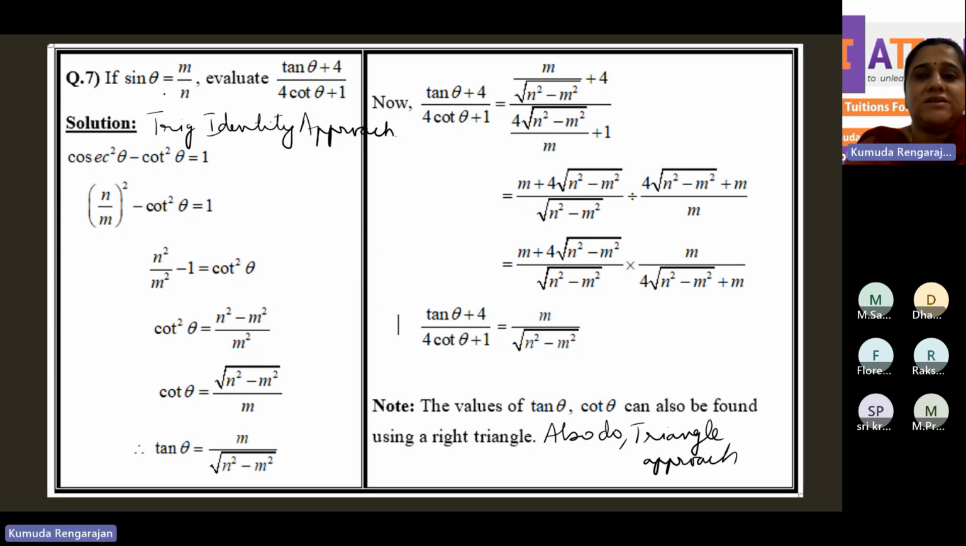So we are given sine theta as m by n. Evaluate tan theta plus 4 by 4 cot theta plus 1. So what values you need? Tan theta and cot theta. And we know that if we find tan theta, we can find cot theta. If you have tan theta, reciprocal is cot theta. So we are finding tan theta first. Okay, cot theta here, cot theta we are finding.